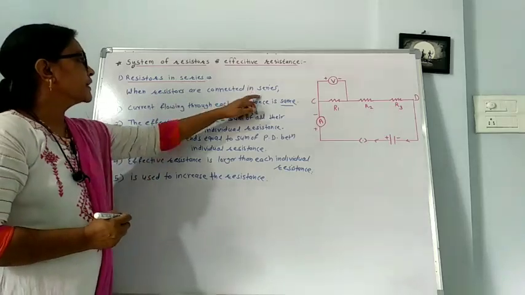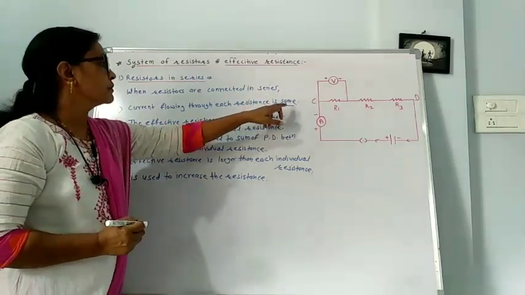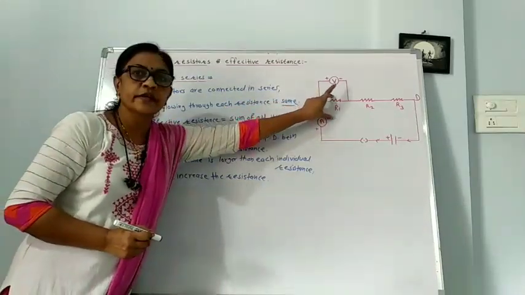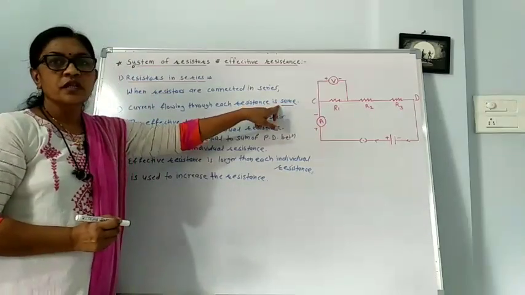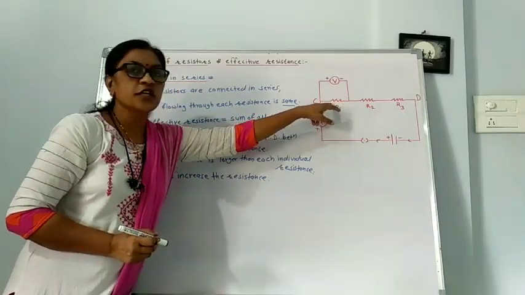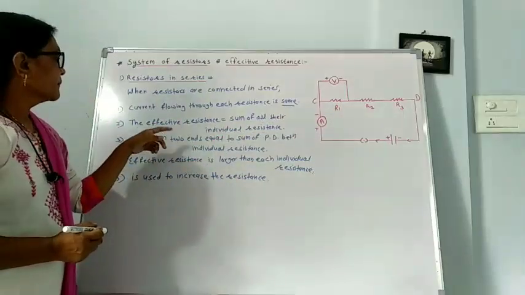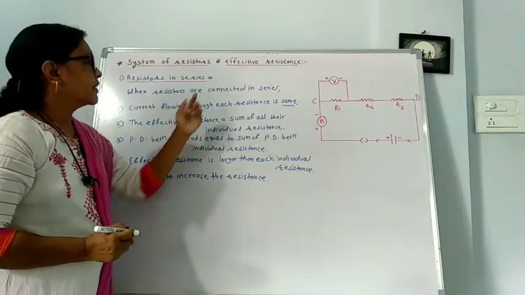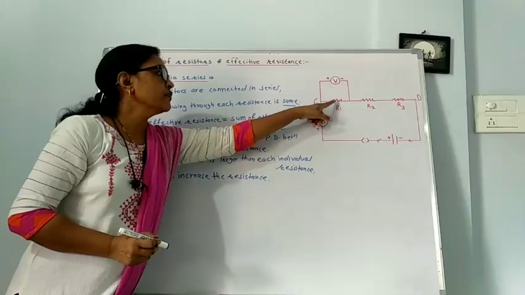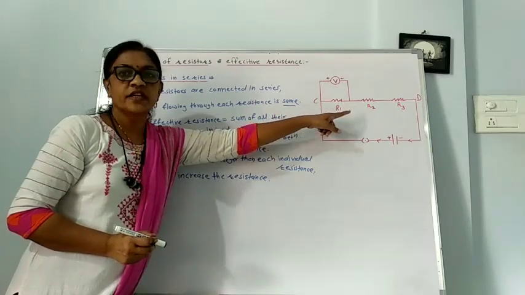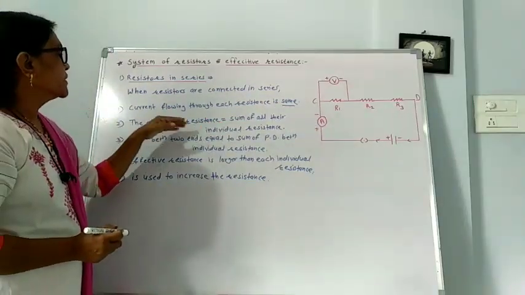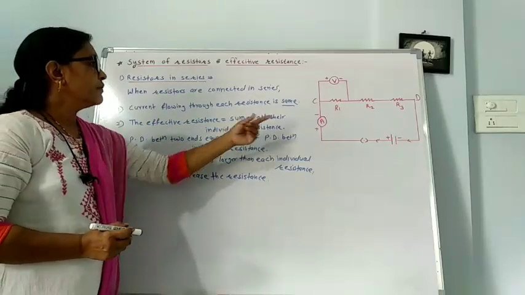When the resistors are connected in series, the current flowing through each of these resistances is the same. Although the amount in each resistance may differ, the same current flows through each resistance. But the potential difference between each resistance is different. And the potential difference between the two ends of the series is equal to the sum of the potential differences of each individual resistance. And this effective resistance is the sum of all individual resistances.